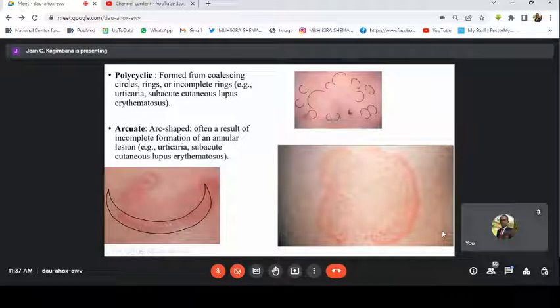Many small circles are seen in this area, but they are multiple. Then, because we have multiple circle-like lesions, we term it as polycyclic. Okay? Now, arcuate is like a knot. Okay? Here, look at this one. This is arcuate. It's like a knot. Okay?